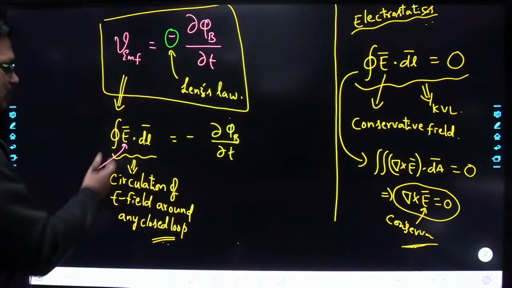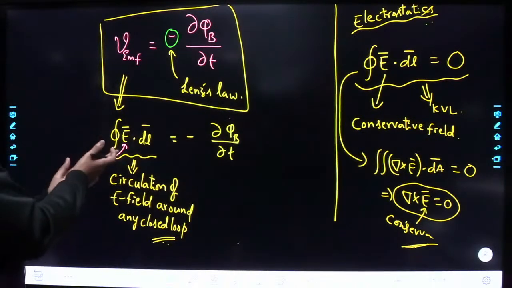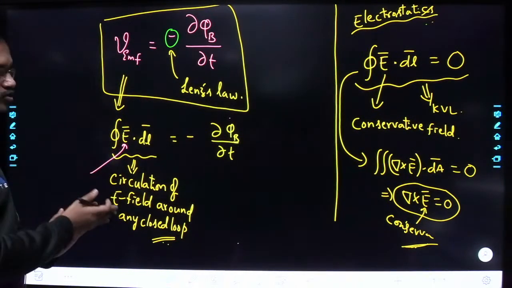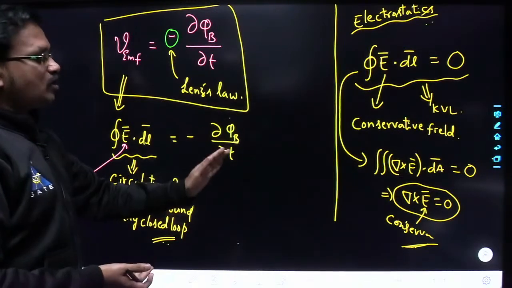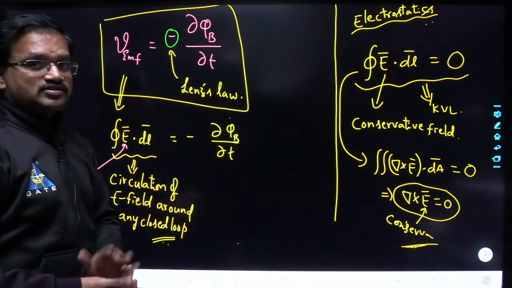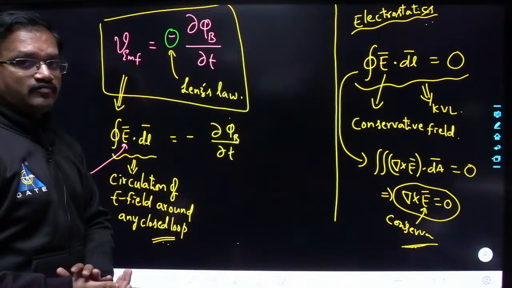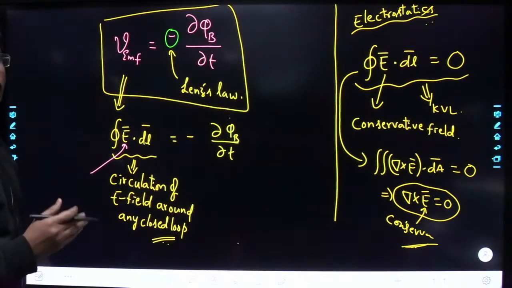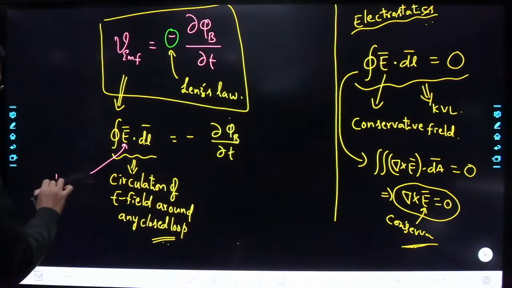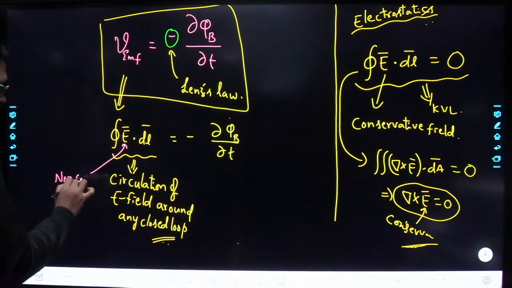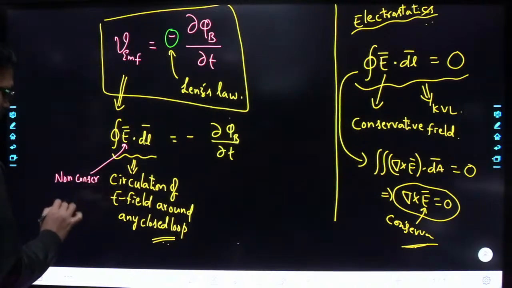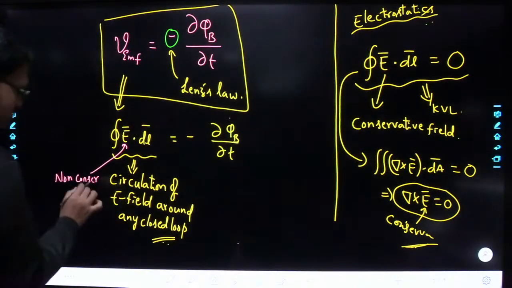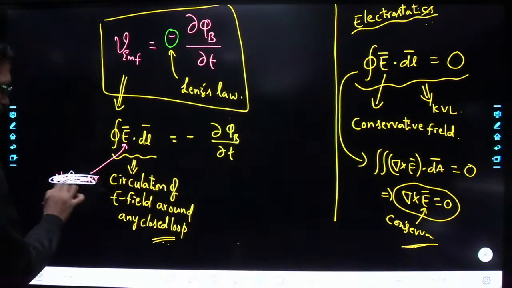Here we are clearly getting that the circulation of electric field around any closed loop is not equal to 0. It is equivalent to the change in magnetic flux, and hence here the electric field is non-conservative. That's what you have to understand here.